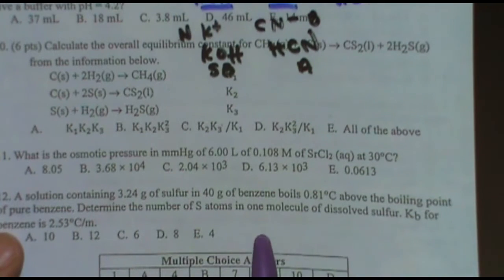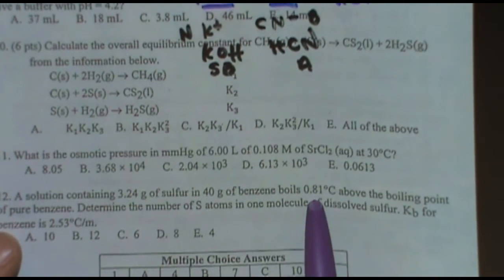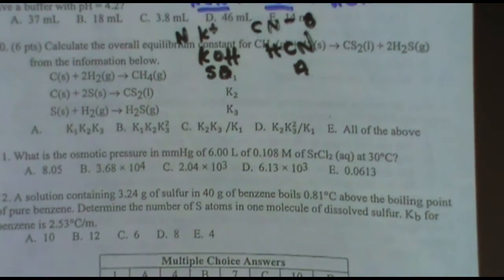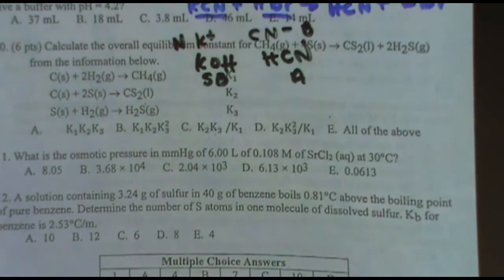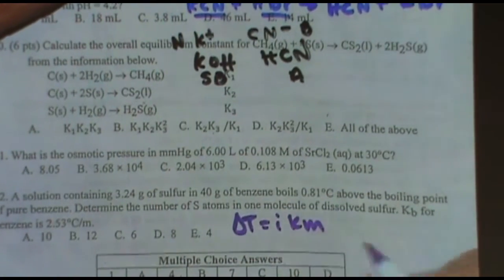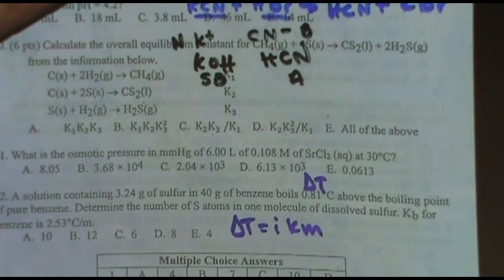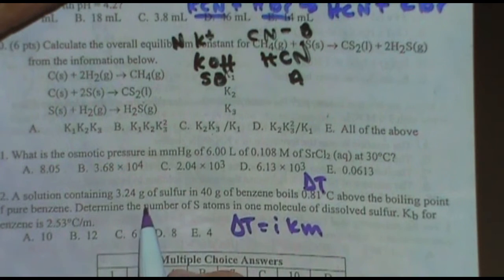It talks about boiling point. It talks about something being so much above the boiling point. Definitely colligative. Okay? Because we're talking about delta T equals iKm. Delta T is right here, because it's above the boiling point of pure benzene. We're adding something to benzene.